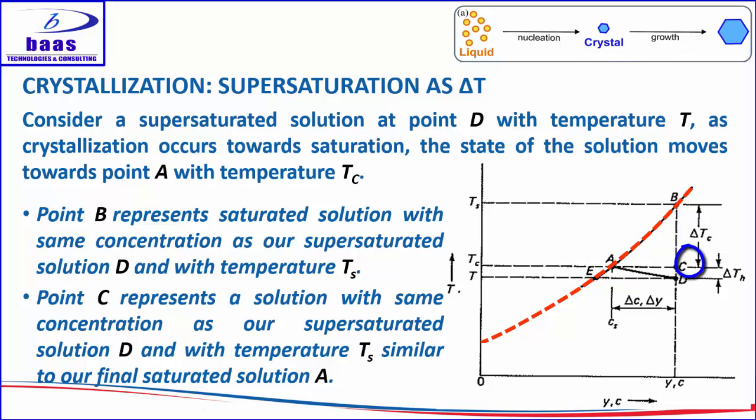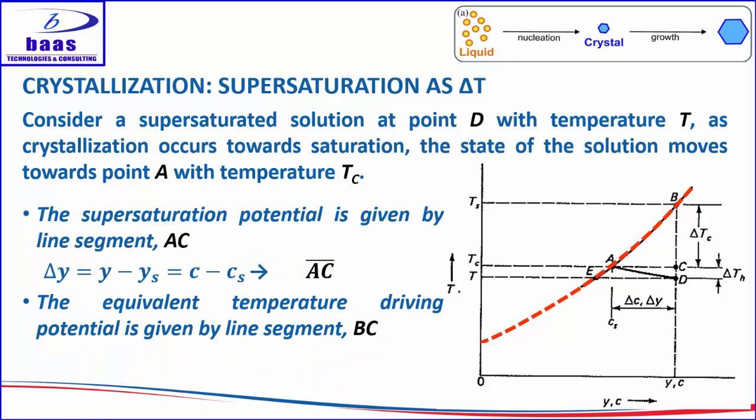And point C represents a solution with the same concentration as our supersaturated solution and with temperature similar to our final saturated solution temperature after the temperature has increased slightly due to the energy from crystallization. The supersaturation potential is given by the line segment AC, which gives the path of saturation from our original solution concentration and temperature to the final solution concentration and temperature. The equivalent temperature driving potential will in this situation be given by line BC.